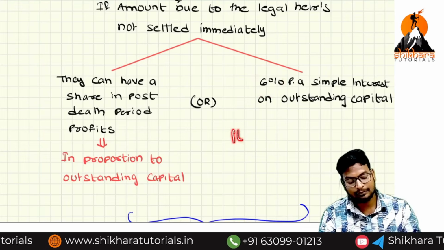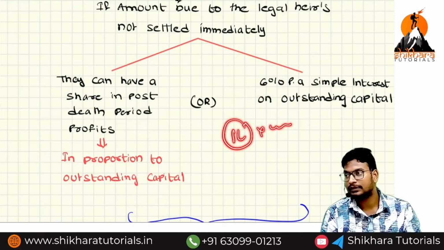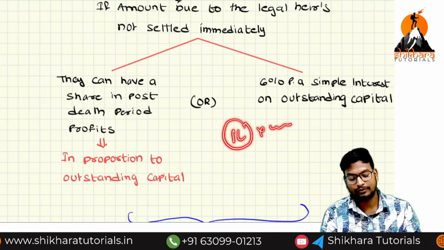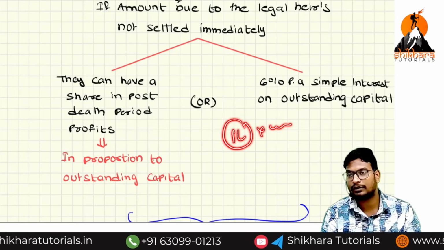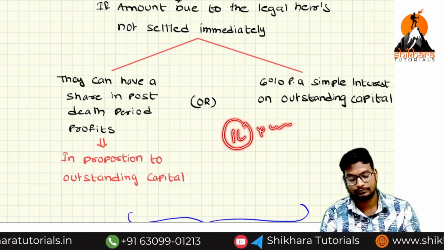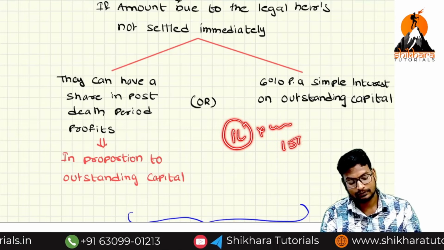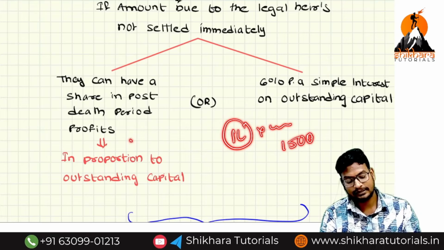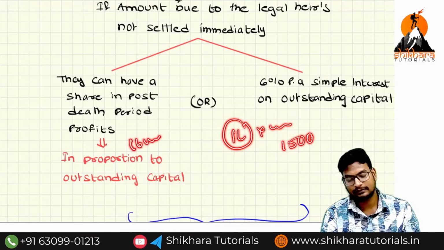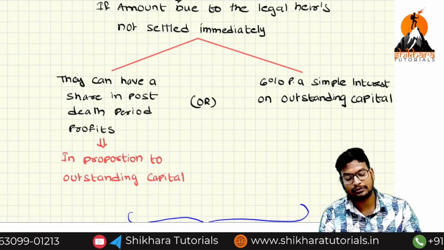Imagine the payable amount is 1 lakh. 1 lakh into 6% is 6,000, but having only 3 months, 3 by 12, how much? 1,500. Profit on share is 1,600, whichever is higher. Profit on share is higher, so this section is beneficial to the legal heirs.